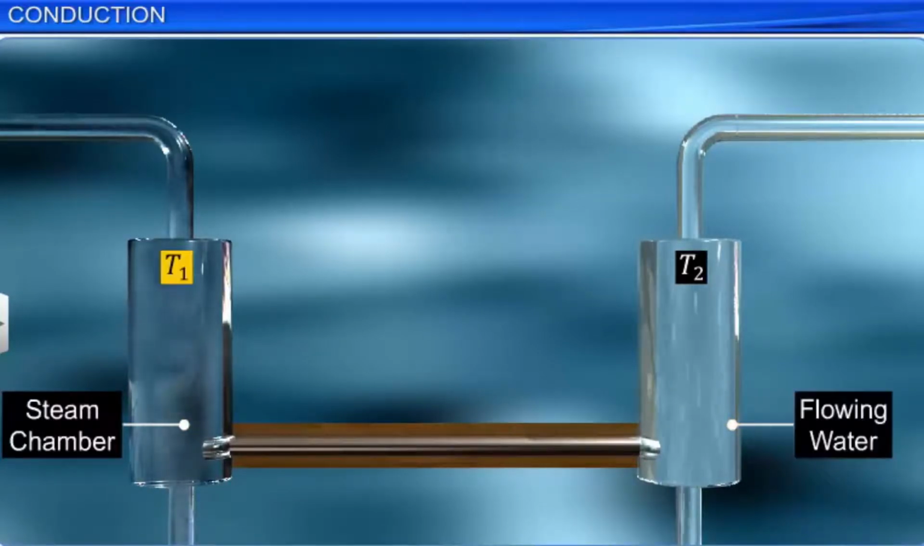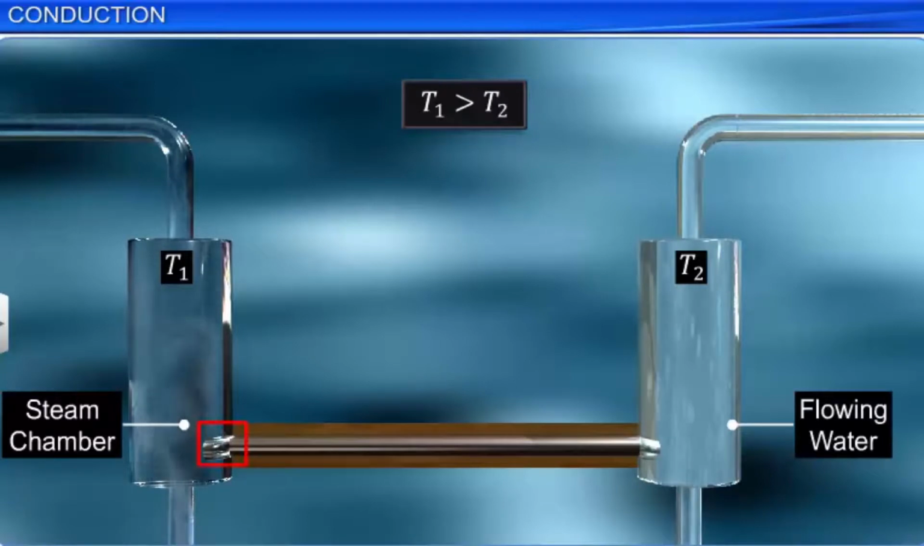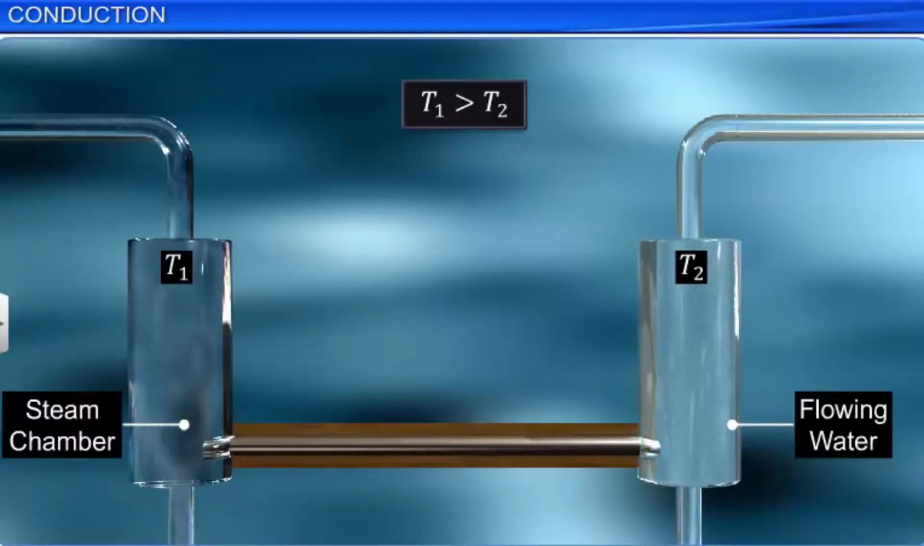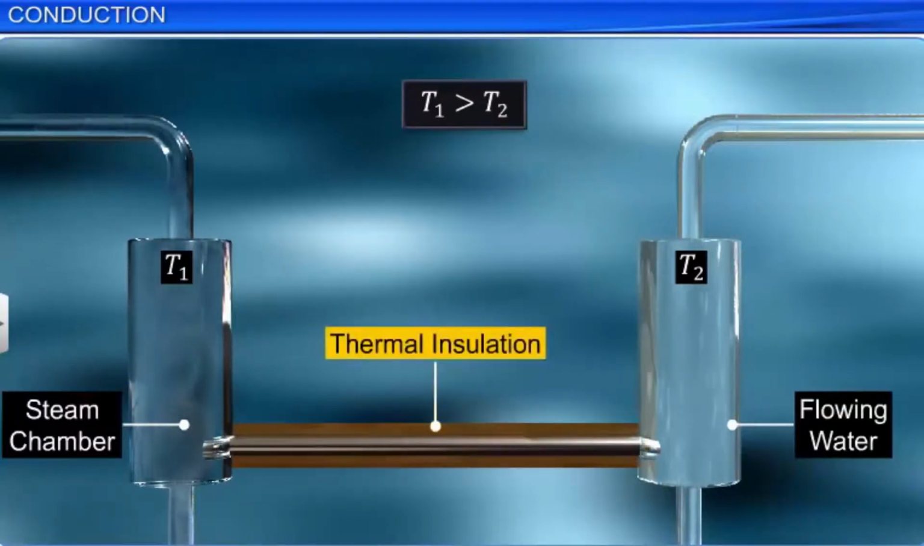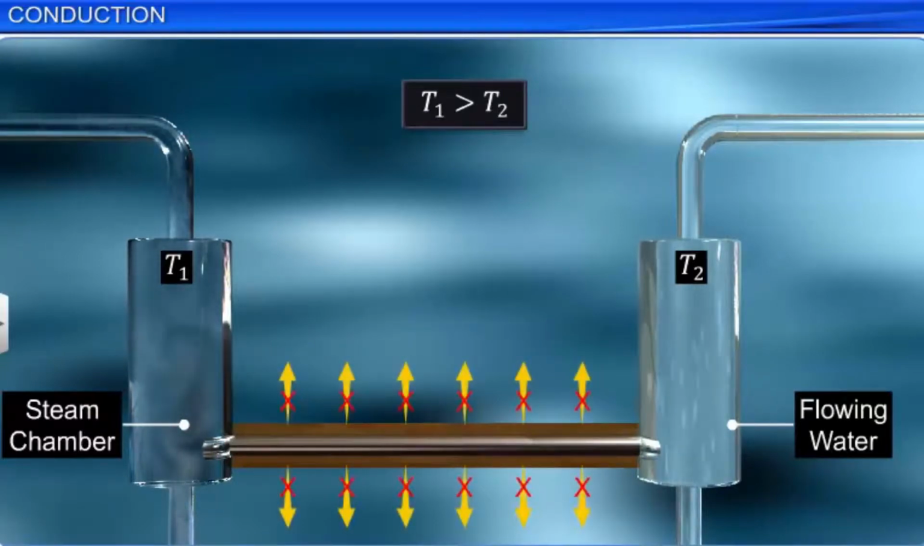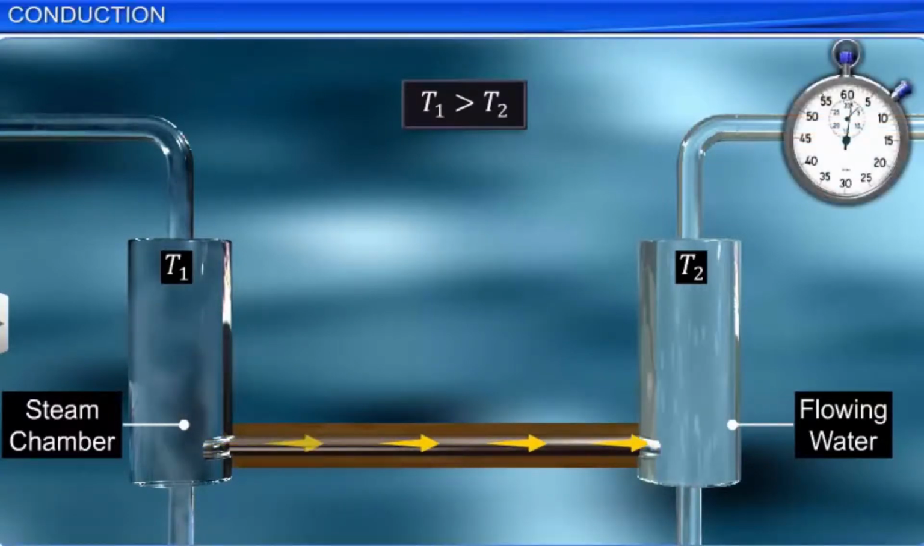Temperatures T1 and T2 are maintained in such a way that T1 is greater than T2. The end of the rod where the temperature is T1 is hotter than the other. Let us also assume that the rod is fully insulated and there is no loss of heat to the surroundings. Heat starts flowing from the hot end to the cold end, and after some time there will be a steady flow of heat through the rod.